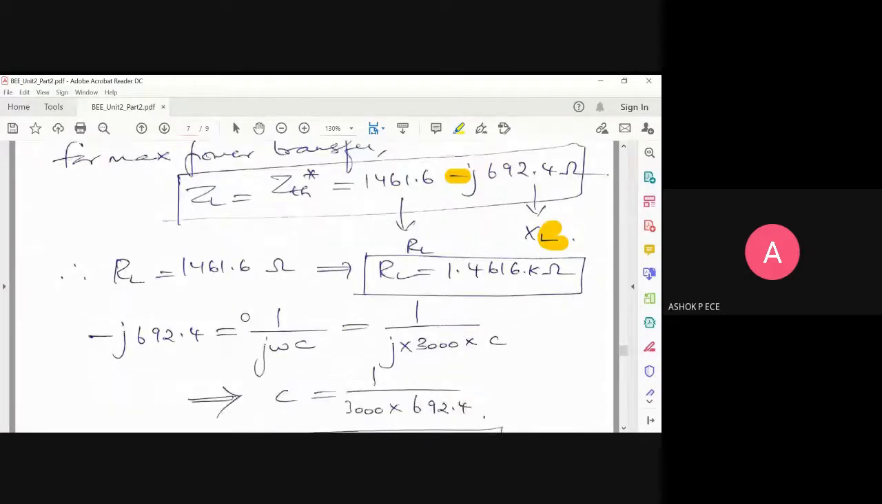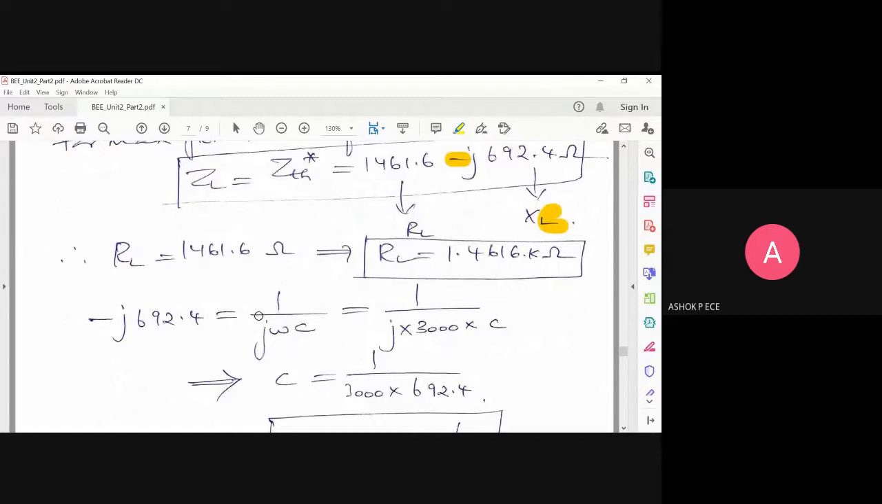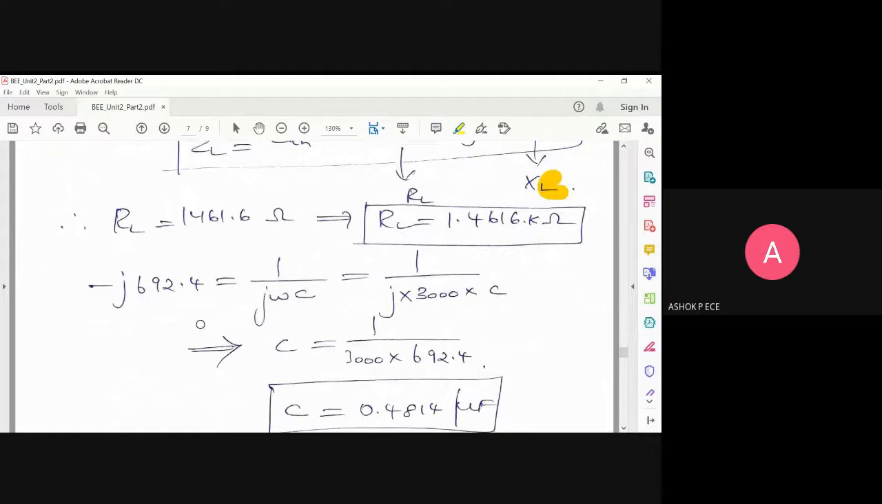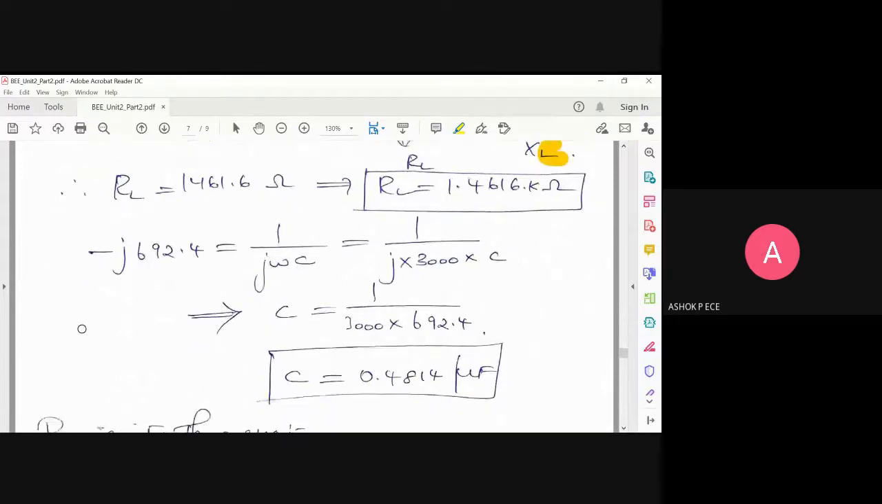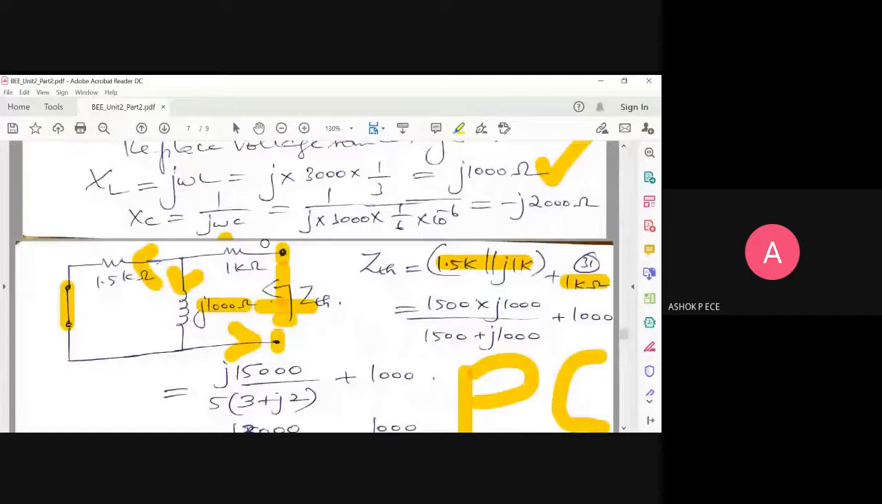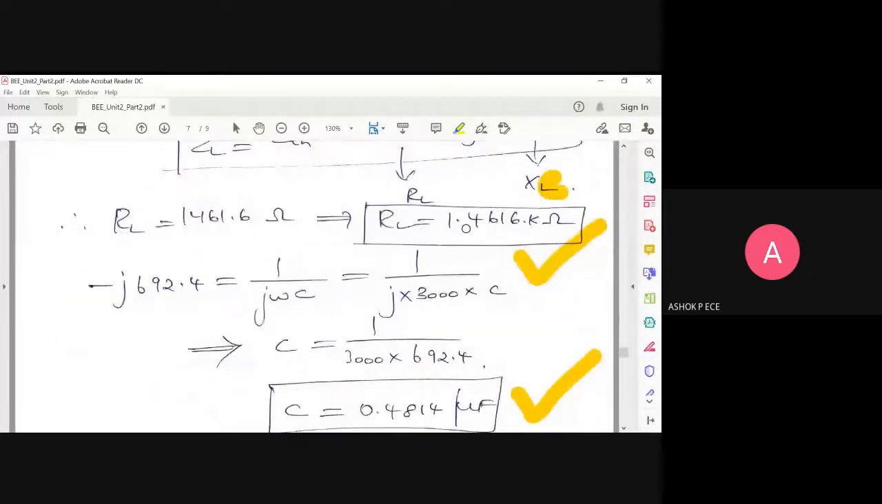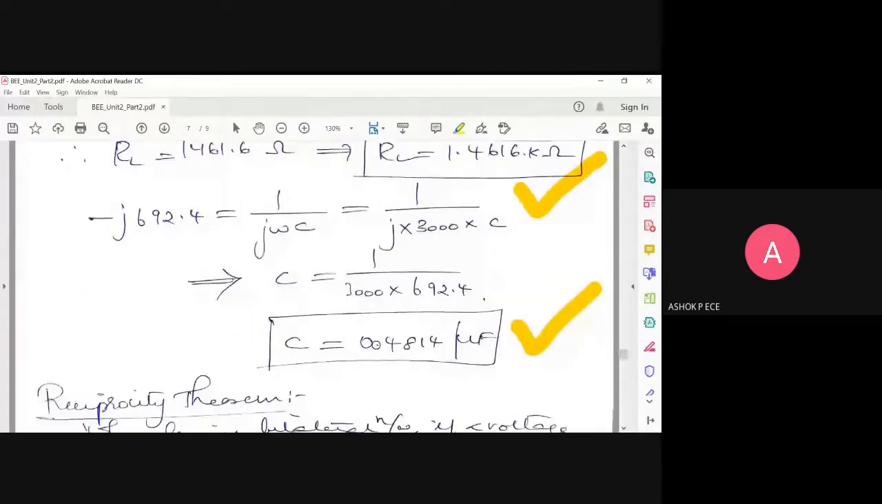So see here, minus j692.4 equals 1 by j omega C. You can cancel the minus j on both sides, and you can find the value of C. They have asked in the question, if I replace my capacitor with what load will I get maximum power transfer. If I replace this 1 by 6 microfarad capacitor with a resistance of 1.4 kilo ohms and a capacitance of 0.4814 microfarad in series, I would get maximum power transferred from source to my load.